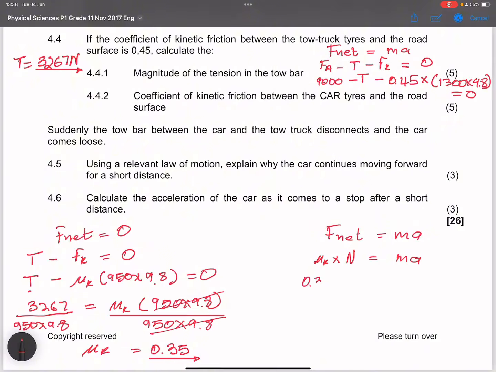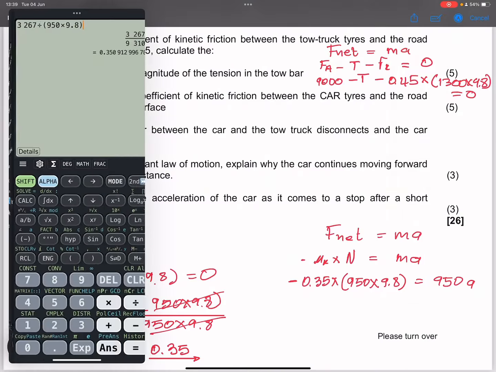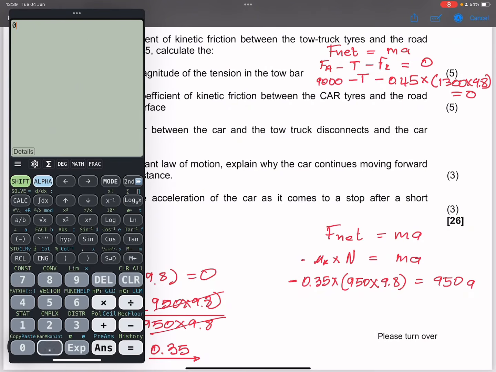We found our coefficient to be 0.35 times our normal force, that's 950 times 9.8, that's mg. This is equal to the mass, which is 950, multiplied by the acceleration. We know our frictional force, by the way, is opposing the motion, so therefore it should be negative. So let's quickly get that answer: 0.35 times 950 times 9.8.